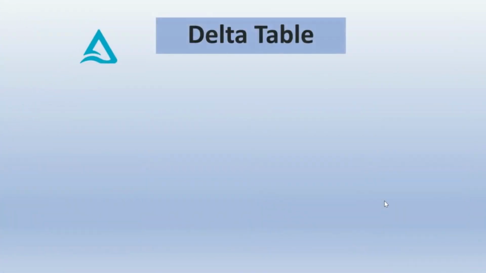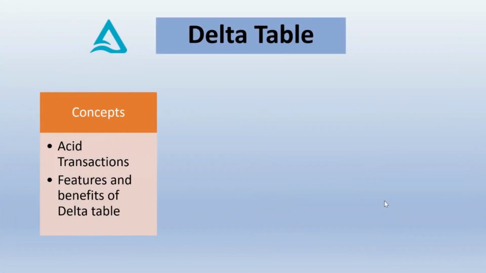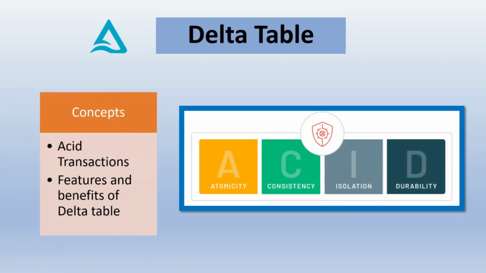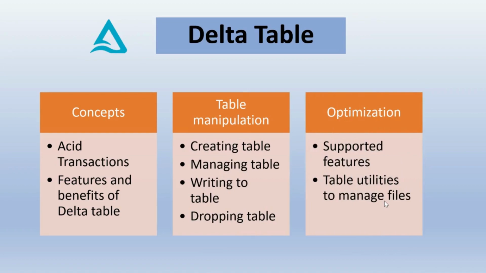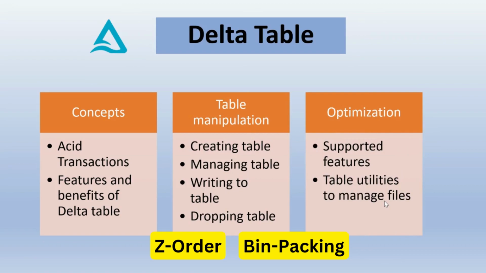Let's jump into the next topic, which is the Delta table. In the Delta table, you need to be aware of concepts like ACID transaction. What is an ACID transaction? That is atomicity, consistency, isolation, and durability. Whether these are applicable in Delta table or not. What are the features and benefits of Delta table? Then you also need to know how to create your table, how to manage your table, how to write data into your table, or how to drop your table. You must also be familiar with the optimization techniques that Databricks provides for Delta table, like Z-order, bin packing, all these things, and what the table utilities to manage the files are.